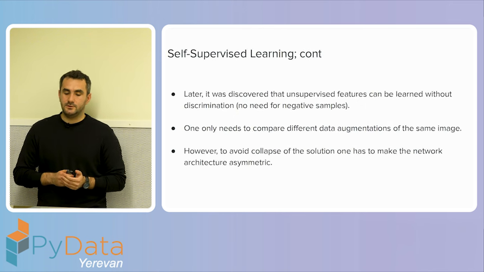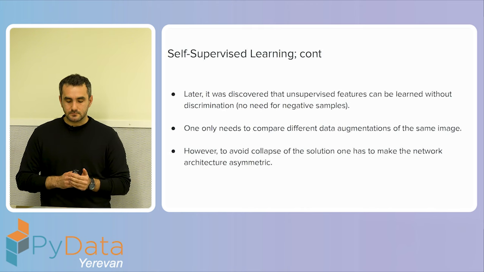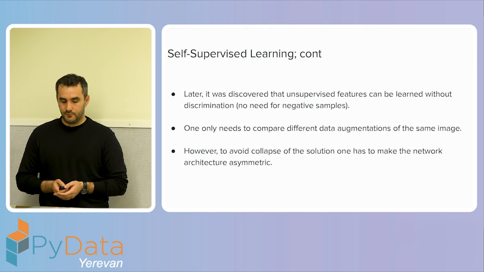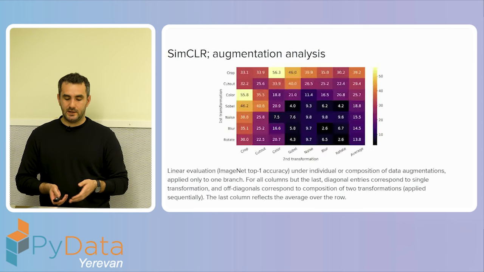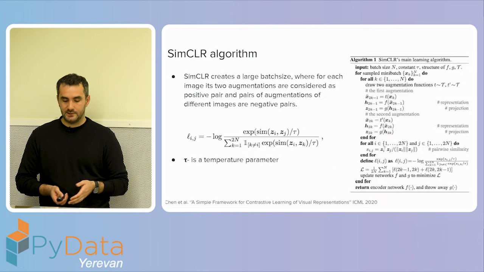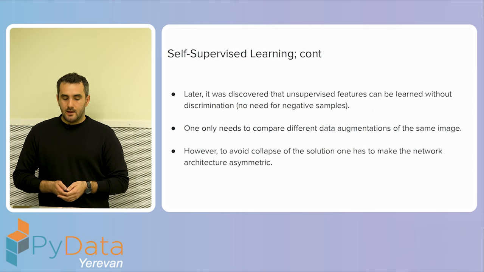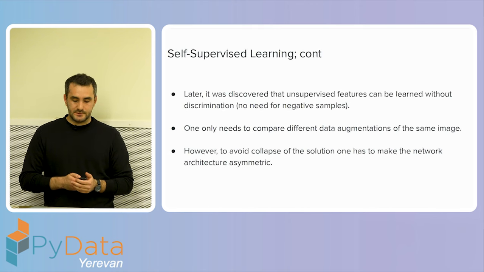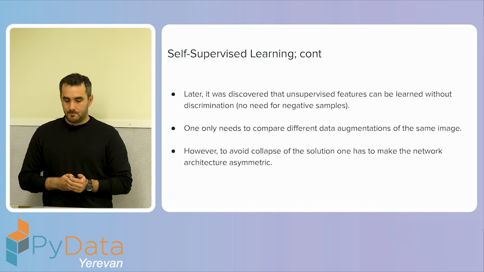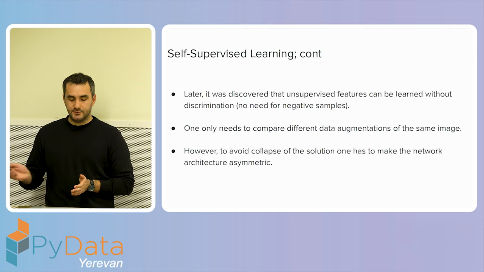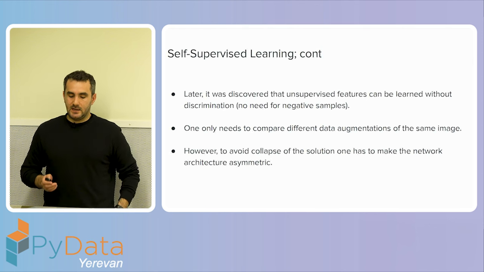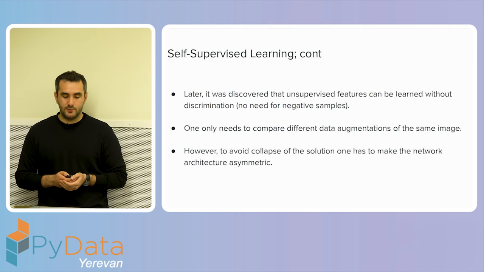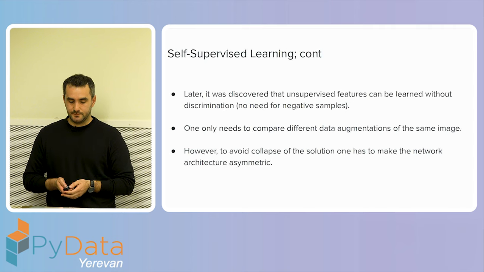Okay, but the later research actually changed the direction a little bit. If you remember, in each batch we had to create positive pairs and negative pairs. But it looks like we don't really need the negative pairs. We don't need the negative samples. So the next three algorithms that we'll discuss come up with a different way. They pretty much create an asymmetric Siamese network and avoid this collapse issue.